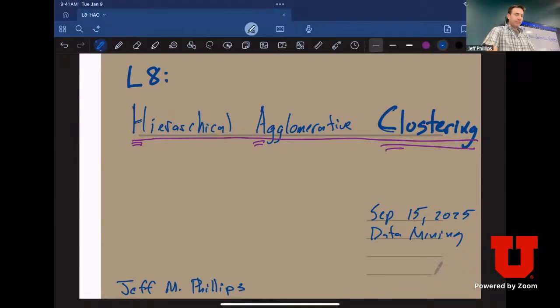So, I'll say clustering is about, and I'll say this more mathematically in a second, taking a data set and trying to group together similar objects. So similar objects are in the same cluster, different objects are in different clusters, and it adds some structure to your data.